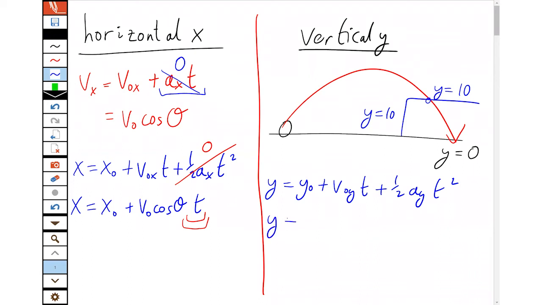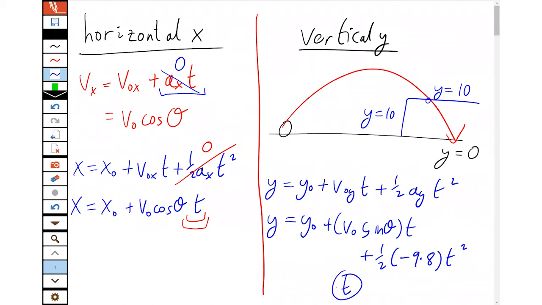So you plug in the values. The new height is the old height, plus the launch vertical velocity component times time, plus a half minus 9.8 times time squared. And you get an equation for time. You plug in the numbers, you solve the equation for time, and then you can plug it back in and find whatever you want, which works out nicely there.